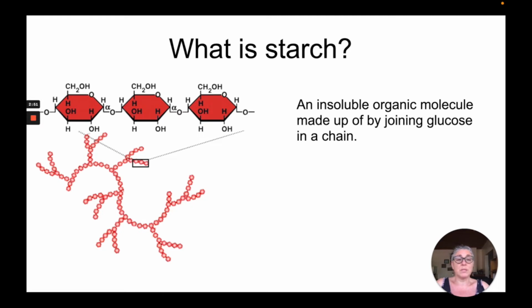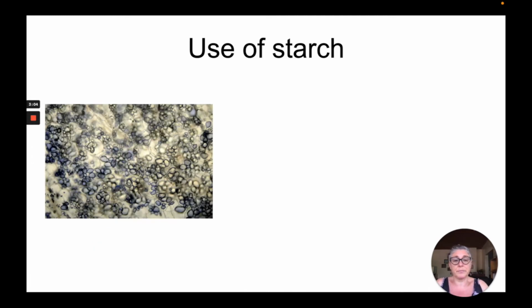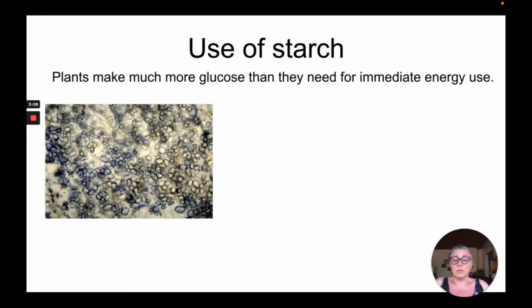So the plant will convert the glucose into starch grains, and starch is an insoluble organic molecule, and this is what we would find in the chloroplast as photosynthesis is happening. So how is starch used? Well, of course, we've already said that plants are doing lots of photosynthesis, so they're making much more glucose than they need for immediate energy use.